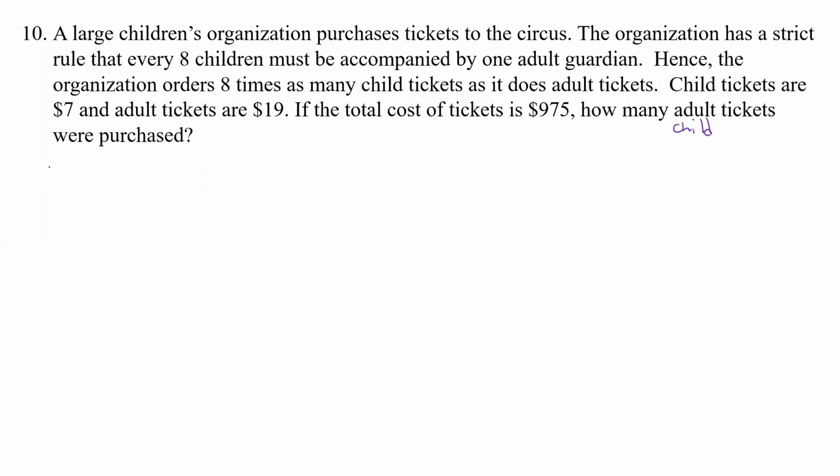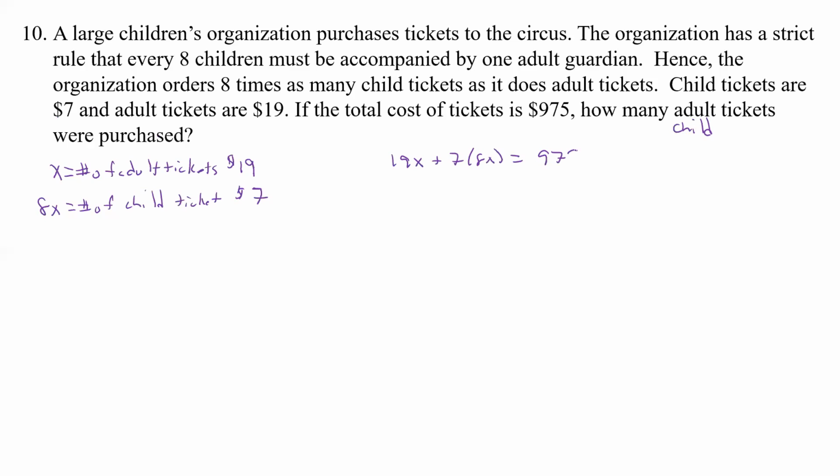If we say x equals the number of adult tickets purchased, and they were $19 each, then we have to have 8 times as many child tickets. So 8x equals the number of child tickets, and they were $7 each. Now what we need to do is set up the equation. We take the number of tickets times the cost plus the number of tickets times the cost. So we'll have 19x plus 7 times 8x equals 975.